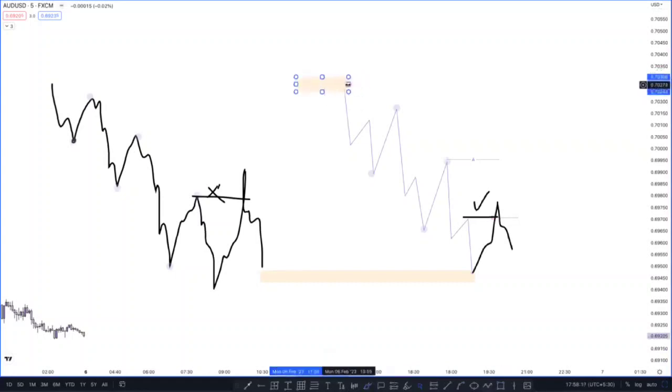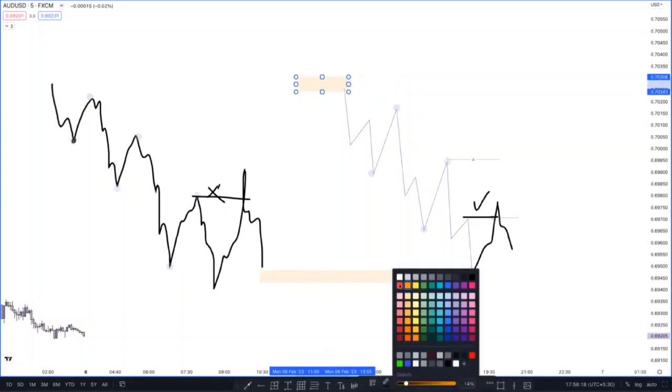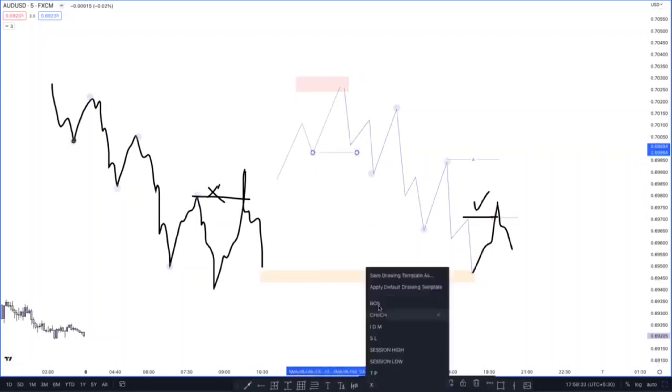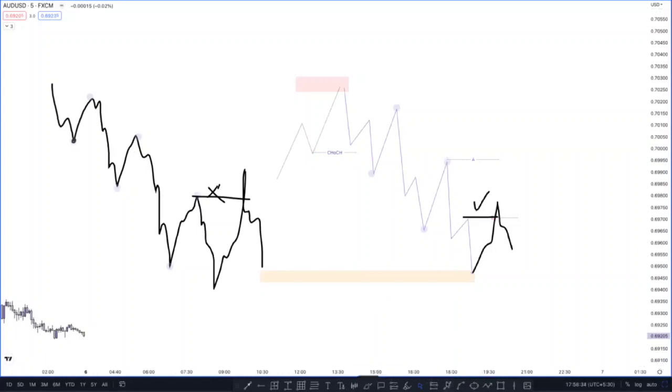This one is your supply zone, correct? So this one is your supply zone. So what happened here? You are looking here for the entry after change of character. This one, right? So this one is your change of character. After change of character, what happened here? You are looking for a sell after taking out the inducement.